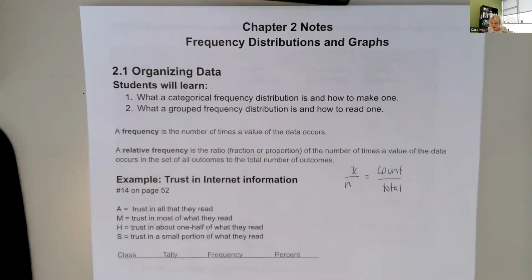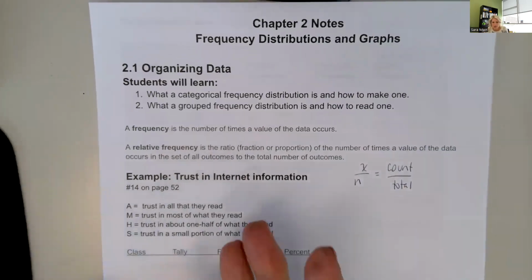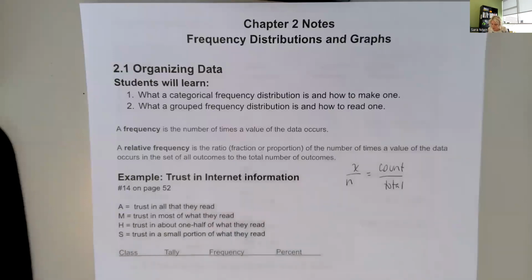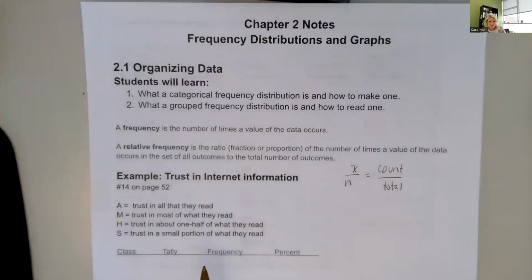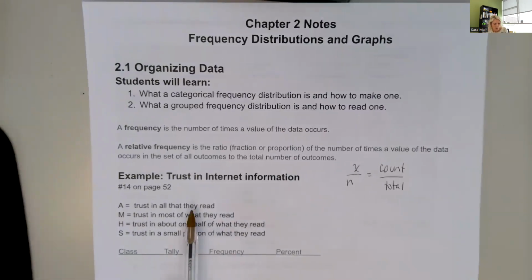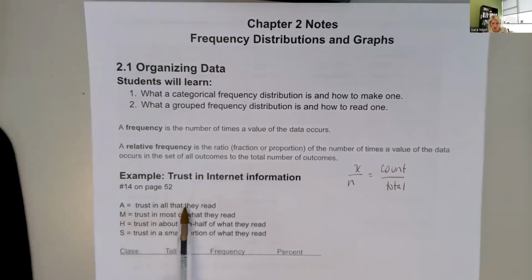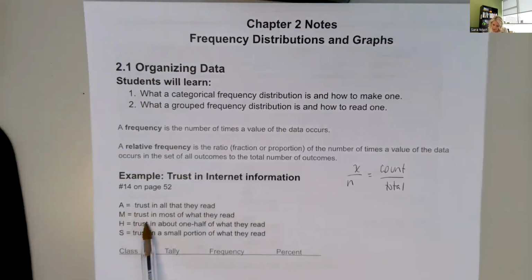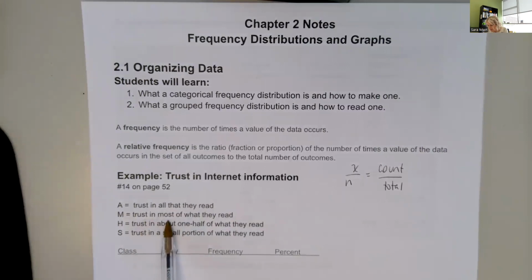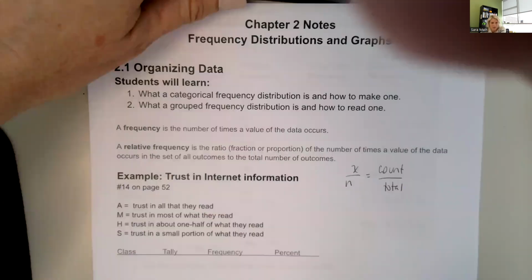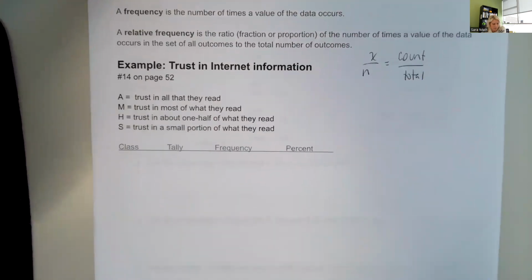Okay. So this first example is in your virtual book or hard book if you have one, on page 52. It says it surveyed people and asked them about their trust in internet information. So A is they trust in all that they read. M is they trust in most of what they read. H is they trust in about 1/2 of what they read. And S was they trust in a small portion of what they read.